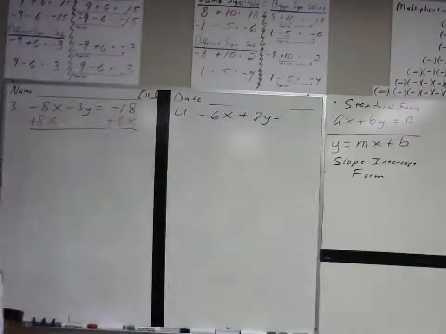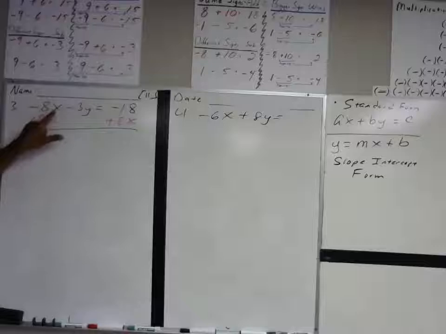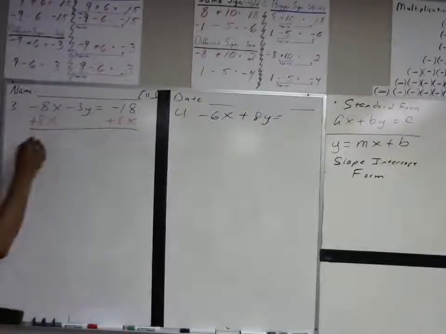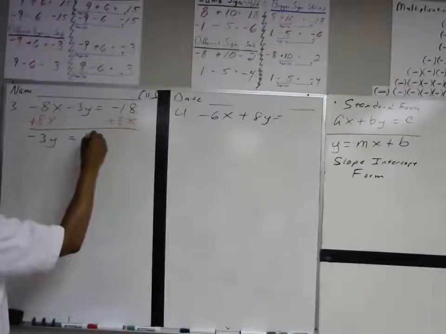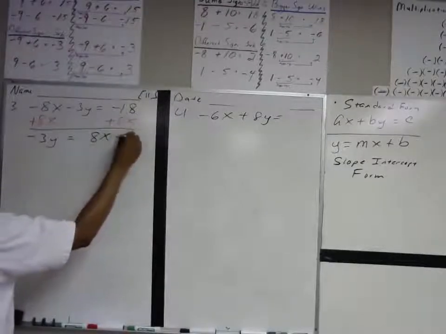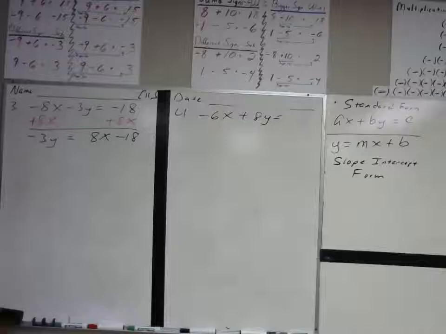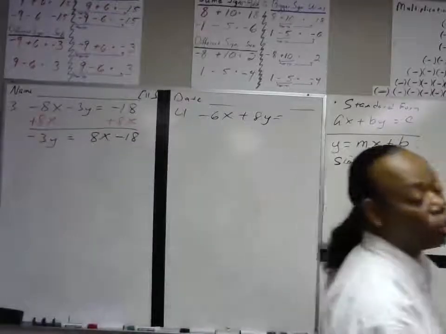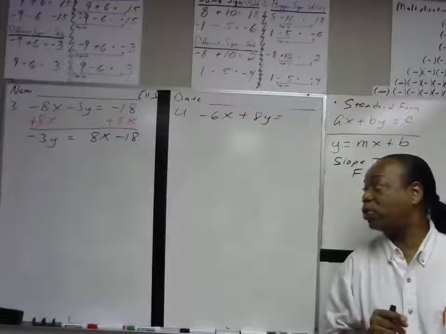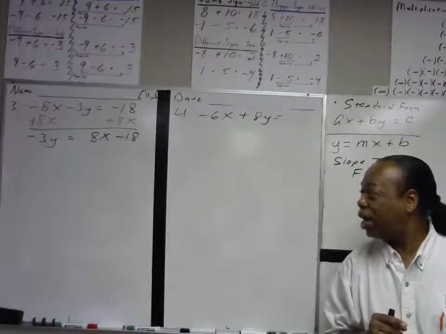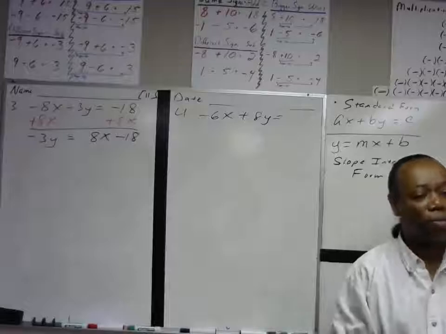Furthermore, the x's are going to cancel, leaving us with negative 3y equals, and on this side, you're going to write the 8x first and the minus 18 behind it. So again, class, do not forget to write the negative 3y equals 8x minus 18.